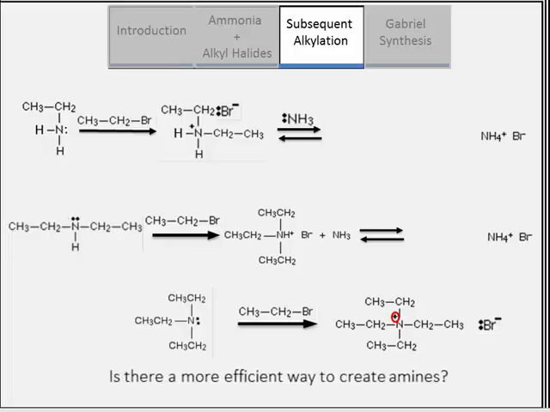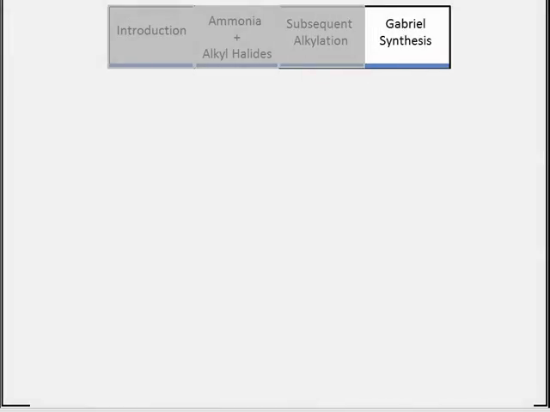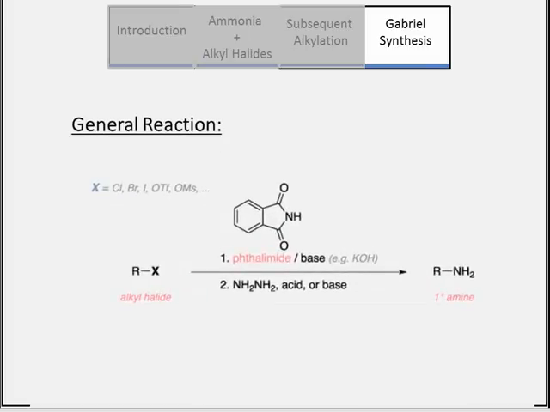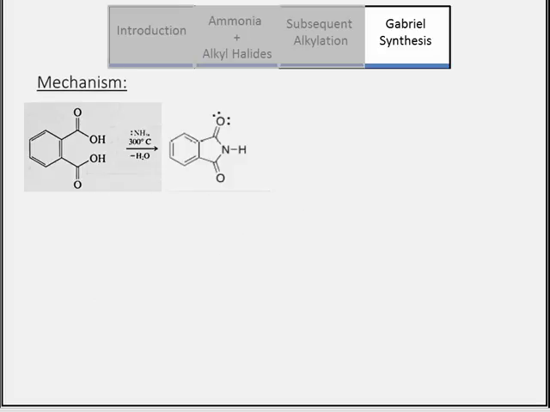We can use a synthetic procedure called Gabriel synthesis, where we use a commercially available phthalimide to indirectly create a primary amine in a non-reductive way. The procedure is as follows. We start off by forming the amide of phthalic acid, phthalimide.